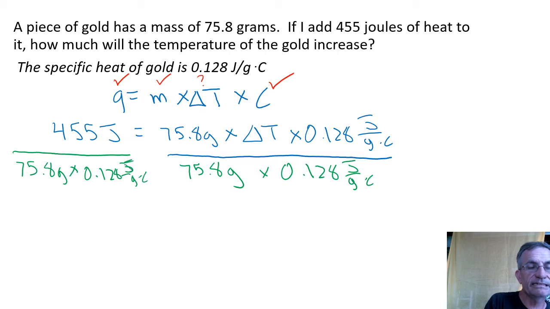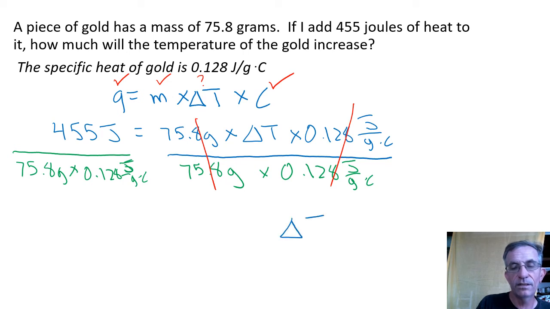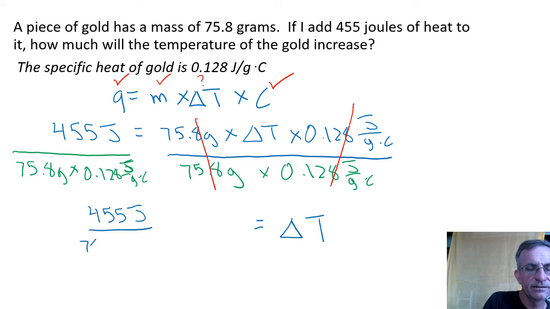Oh, that's a J right there, sorry. Those cancel out, beautiful, that's what we need. Then delta T is what I'm solving for, all alone on the right. I might be saying left and right backwards sometimes, I'm sorry about that, I'm getting too excited. And then you'll have on the left 455 joules, and then 75.8, oops, I wrote the wrong number, let me fix that. 75.8, and also 0.128 joules per gram Celsius.